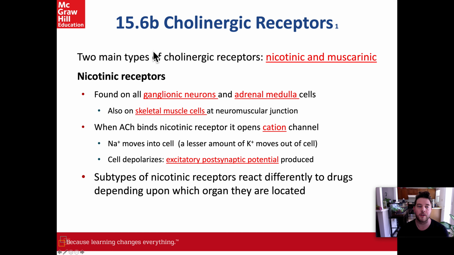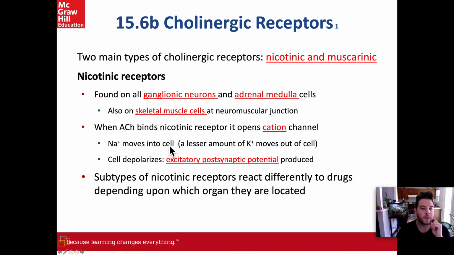So cholinergic receptors are going to be binding acetylcholine. You can have either a nicotinic or a muscarinic receptor, which you may have already heard these words before in some of the other things we've talked about. Your nicotinic receptors are found on all ganglionic neurons and the adrenal medulla cells. They're also on skeletal muscle cells at the neuromuscular junction. If you have trouble remembering which ones bind to what, remember that nicotinic are on skeletal muscle cells, and that to have skeletal muscle contraction, you have to have acetylcholine. That might help you connect, okay, nicotinic are binding acetylcholine, skeletal muscle cells have nicotinic receptors.